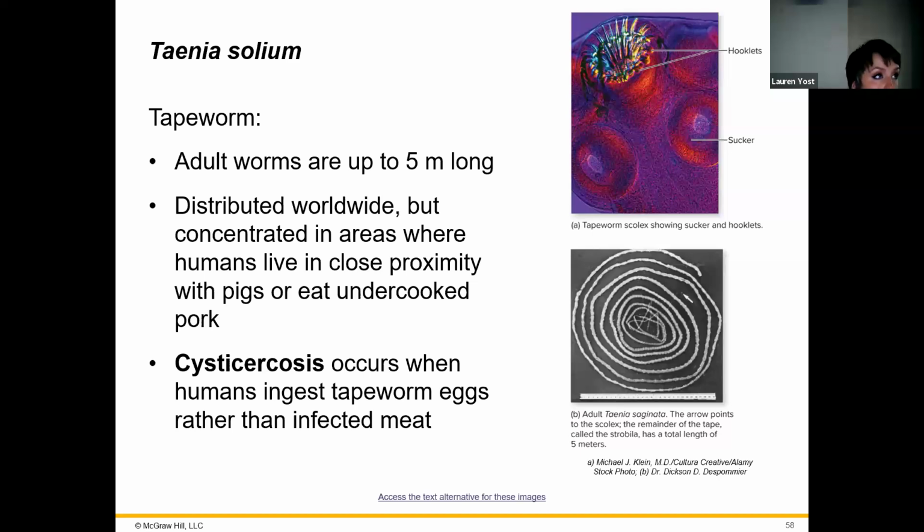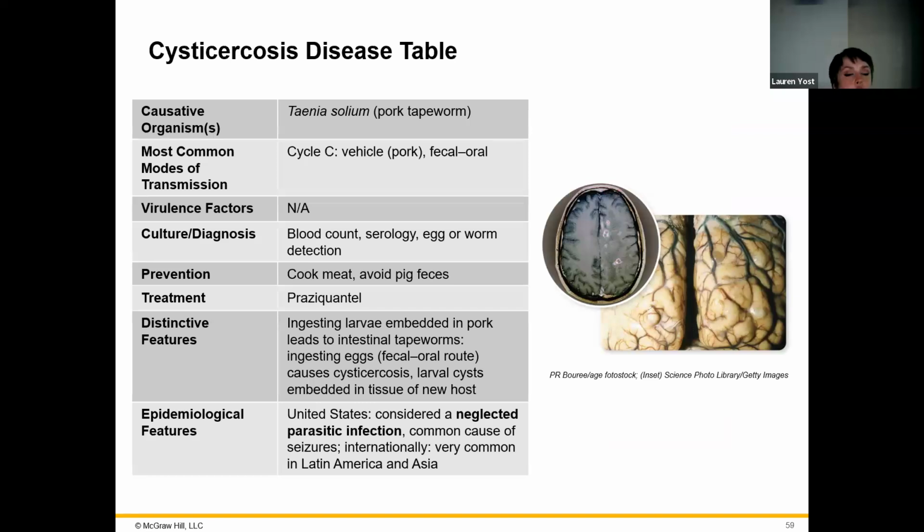But more commonly, if you ingest the proglottid, you're actually more likely to have cysticercosis. And this is whenever the cysts will infect tissues of your body, and in humans, this presents usually as presentation in the brain. And so the eggs will develop into larvae in the brain tissue of people, and that's what is called neurocysticercosis. And it's extremely difficult to remove these cysts.